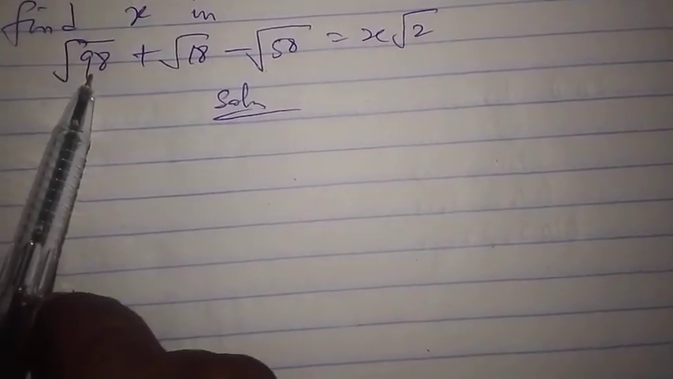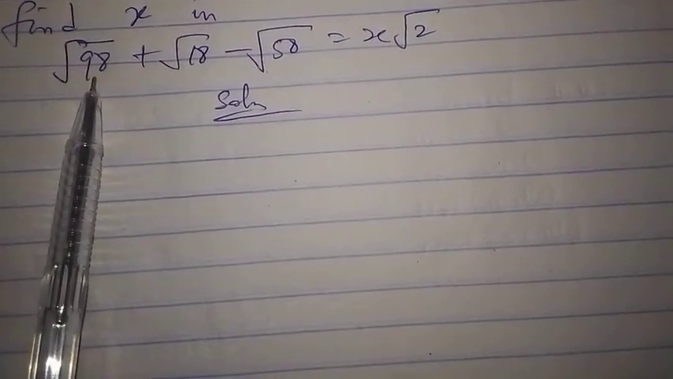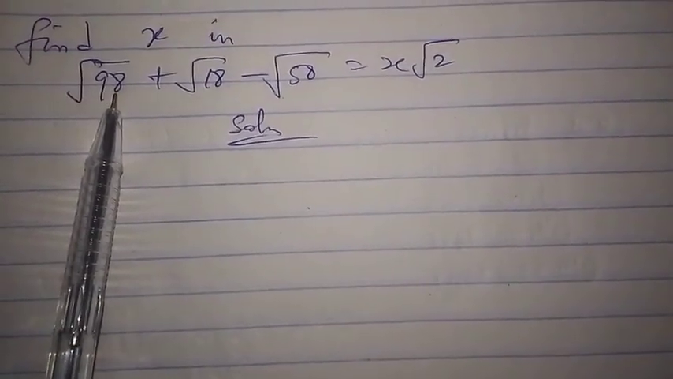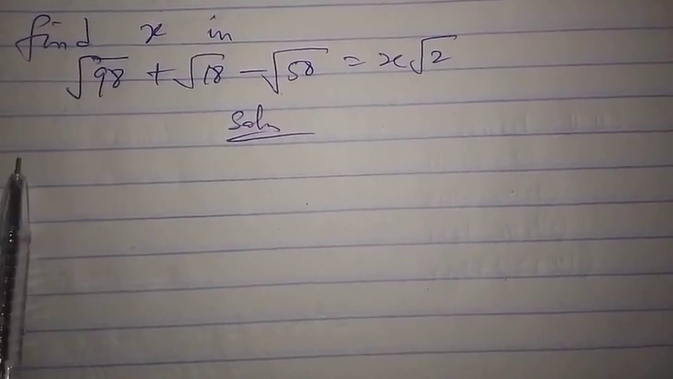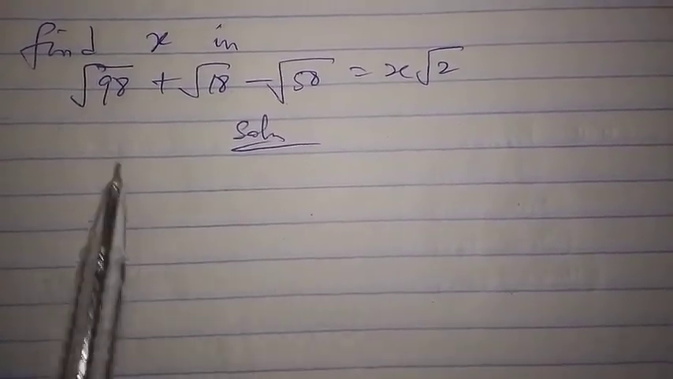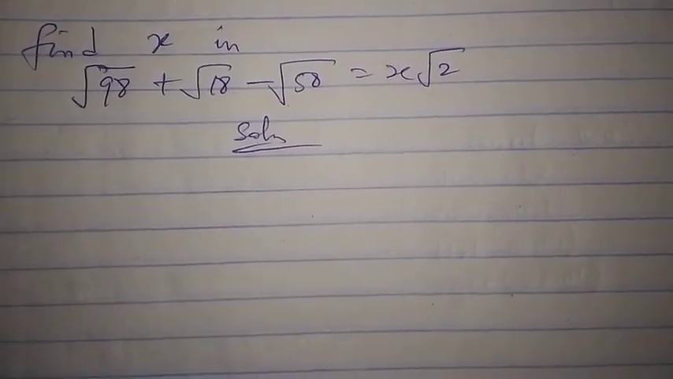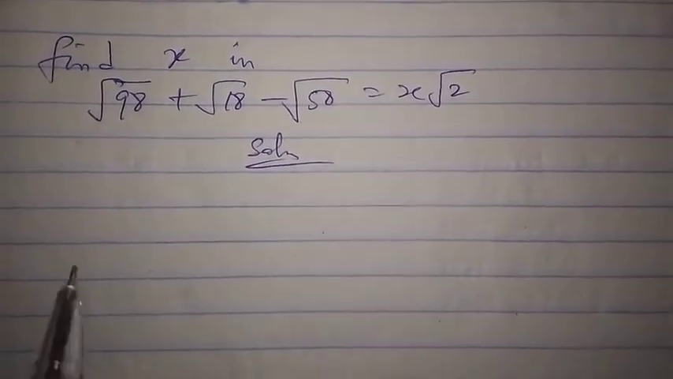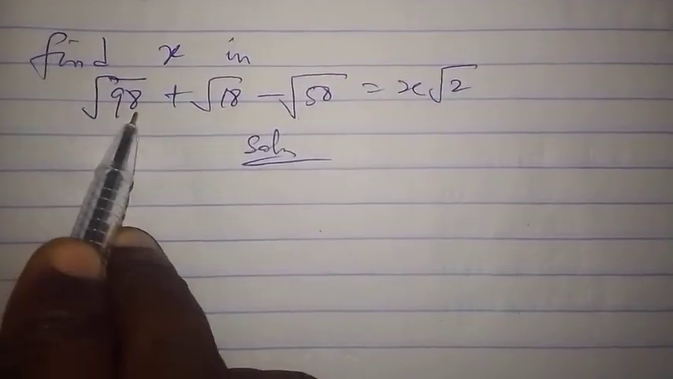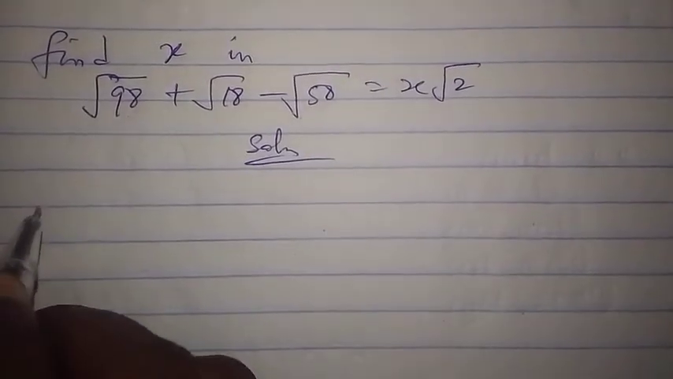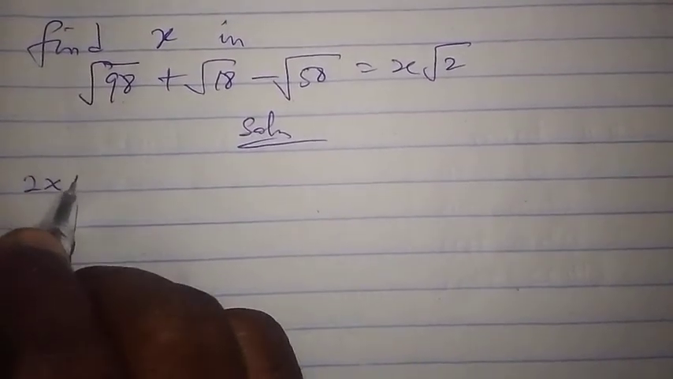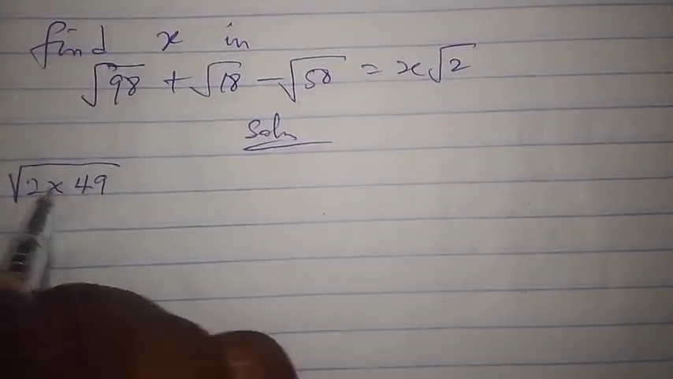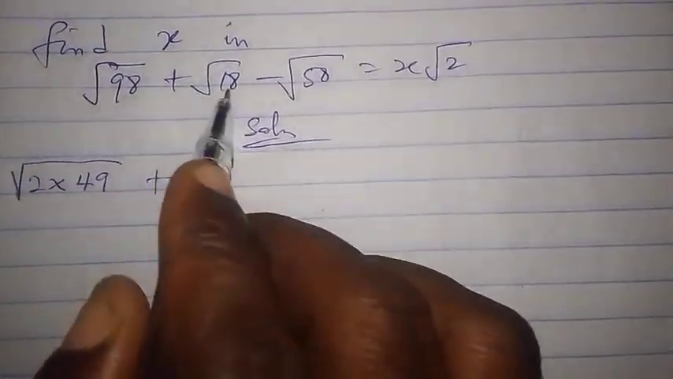Now, looking at this place, the numbers that will multiply together to give me 98: if I multiply 2 by 49, 2 does not have a square root, but 49 has a square root. When I say it has a square root, it means it gives a whole number. When you square root it, it will give you a whole number without a decimal point. So I will say here, the square root of 98, now we have to change it. I will now say the square root of 2 times 49. If I multiply this together, it will give me this, plus then 18.